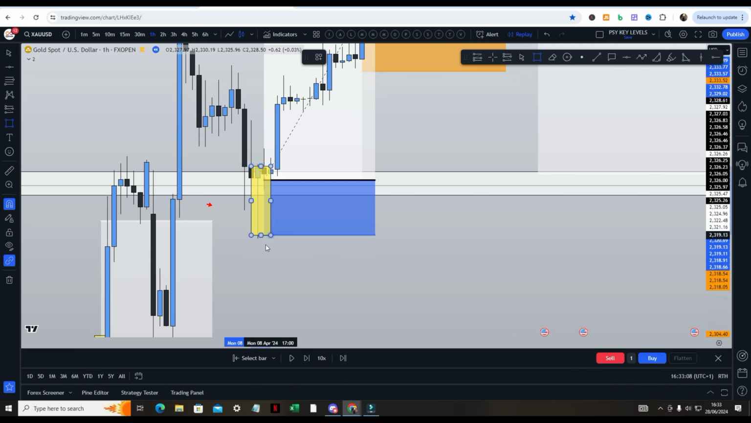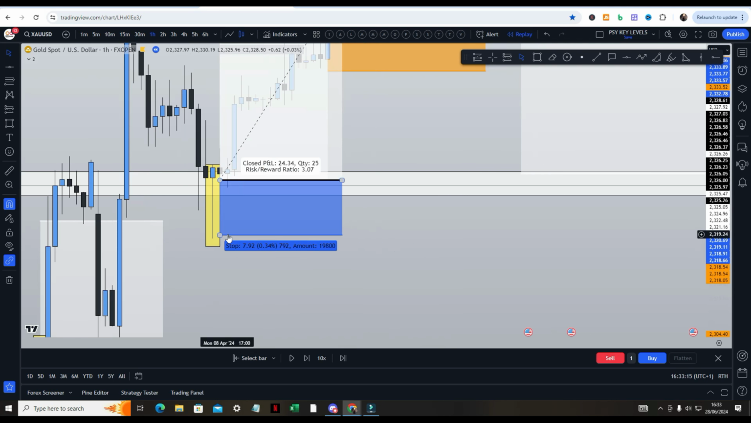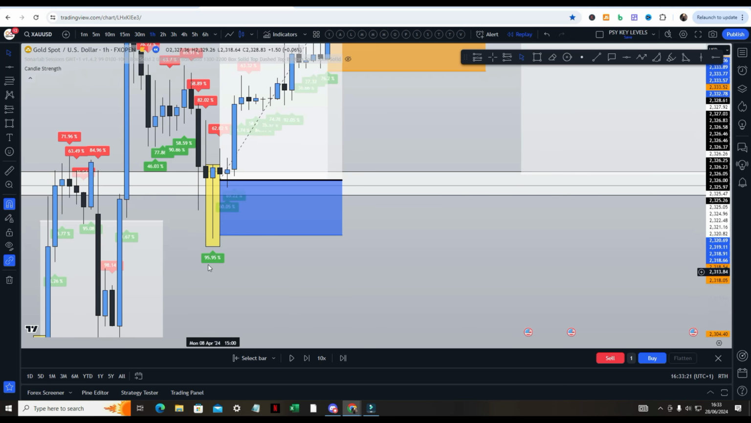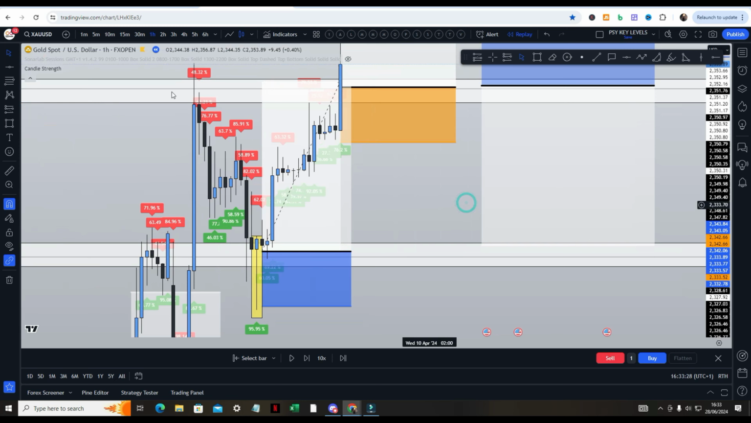You see this candle here, guys? This is a strong bullish candle. The strength of this is insane. Small body, huge long wick rejection. Let's turn on the candle strength indicator. 95%, almost 96%, or you can say almost 100%. And what do we get? We got a huge push to the upside.